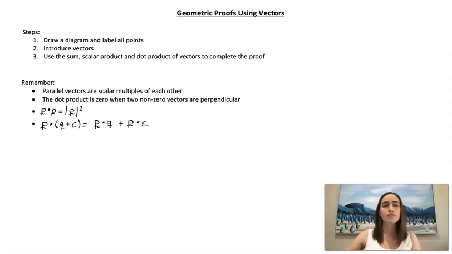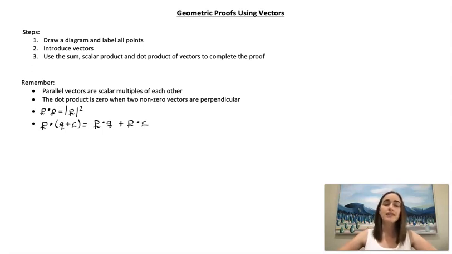There are a few things that come up quite often in our geometric proofs that it's good to remember. So the first thing is that parallel vectors are scalar multiples of each other. The second point is that dot products are going to be 0 if our two vectors are perpendicular, assuming they're both non-zero. The third point is if we take the dot product of a vector with itself, then we're going to get the length of that vector squared as our answer.